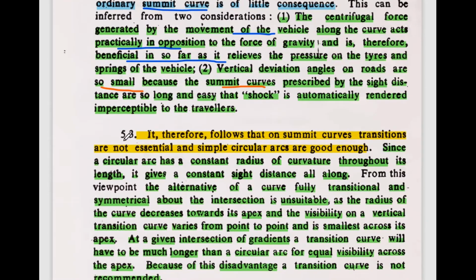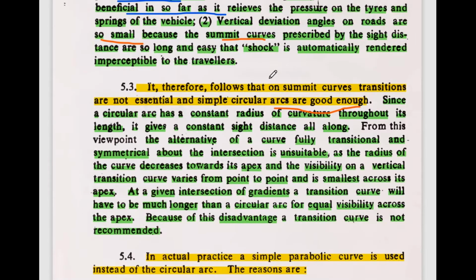Now moving towards the next point, 5.3. It therefore follows that on summit curves the transitions are not essential and simple circular arcs are good enough. What this point says is that there is no need for a transition curve in the summit curve design. Circular arcs are sufficient.